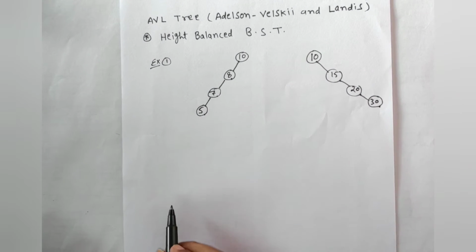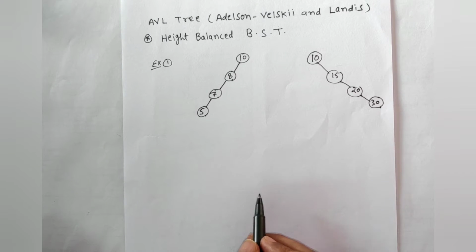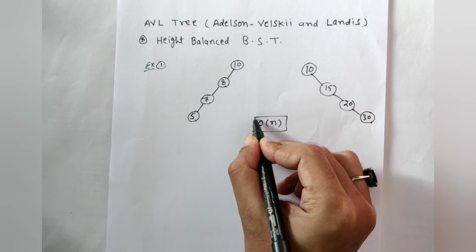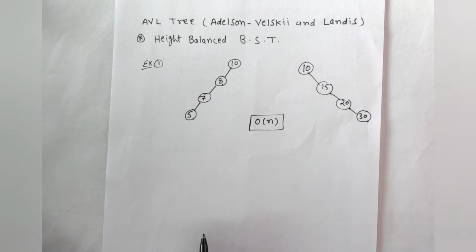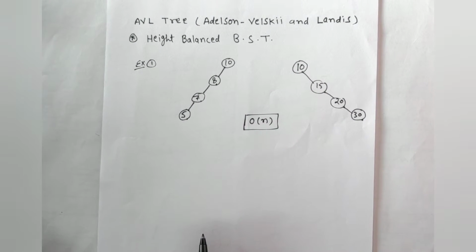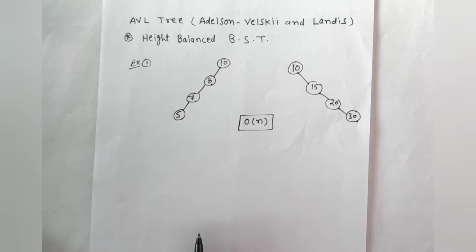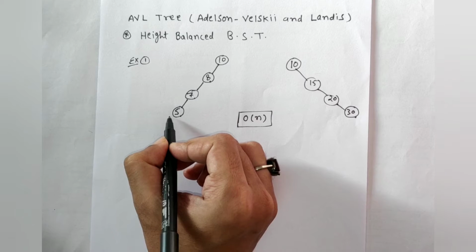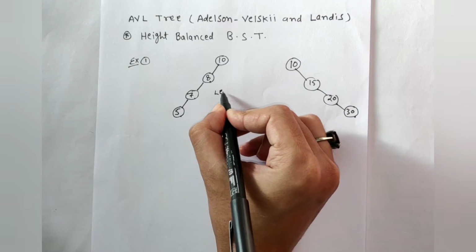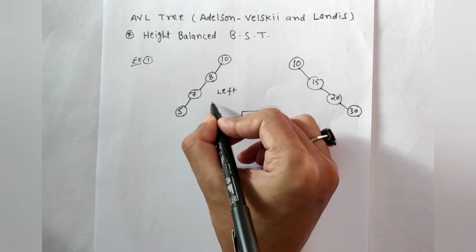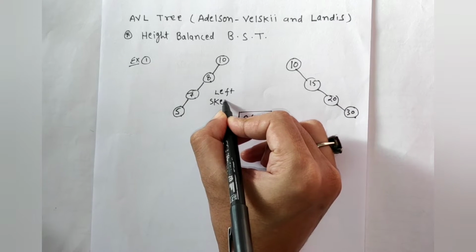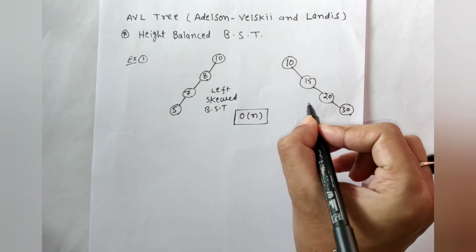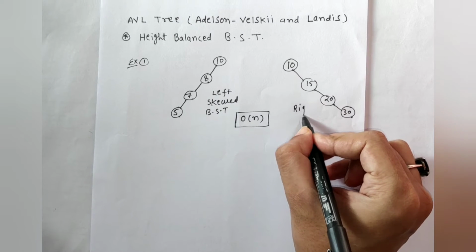So searching an element in the worst case will be order of n time. So this is the problem with the binary search tree, that in the worst case we have to search all the elements. So the worst case time complexity will be order of n, and this type of tree will be called left skewed binary search tree, and this will be right skewed binary search tree.